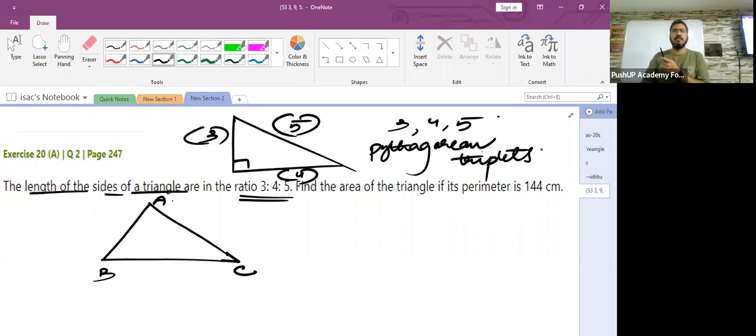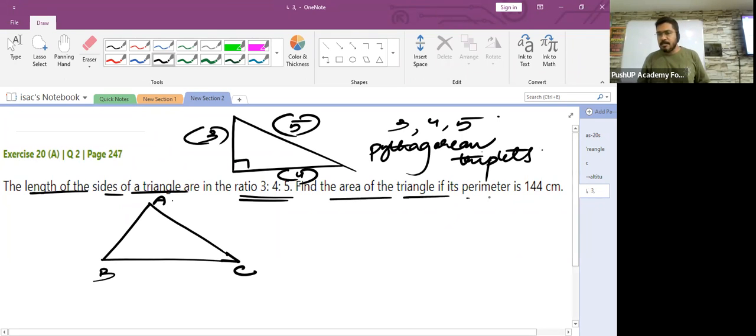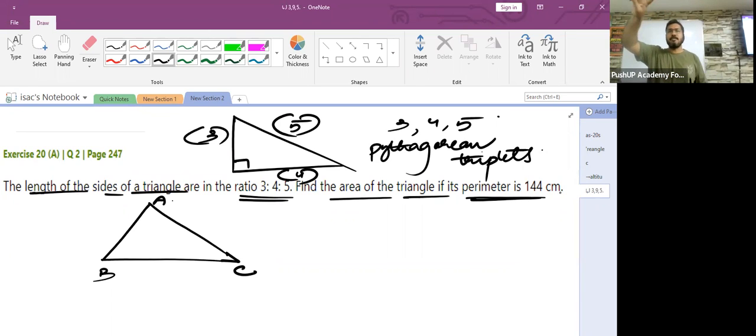And that's what I said. Heron's formula, semi-perimeter. Wait, I'll teach. Just a minute. Okay, children, find the area of the triangle if its perimeter is equal to 144 centimeter. All right. I'm telling you both the possibilities. Out of these two, whichever method is comfortable for you, you go with that.